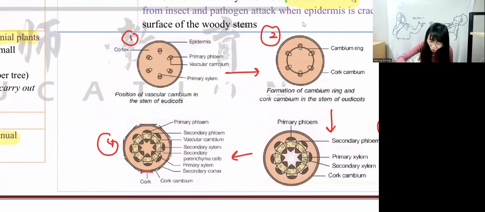The outer layer here is the cork. Cork is the one that you peel off. That is the part that you can peel off. That is the cork, okay? But it's a protective layer, remember that.